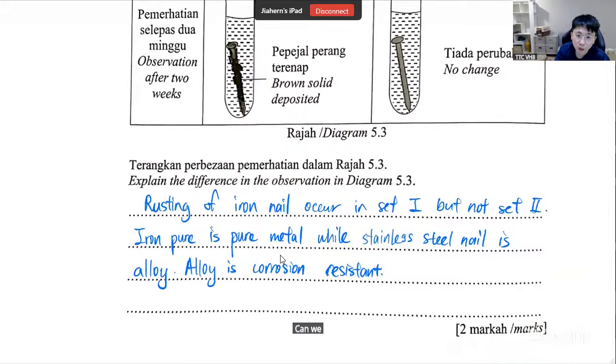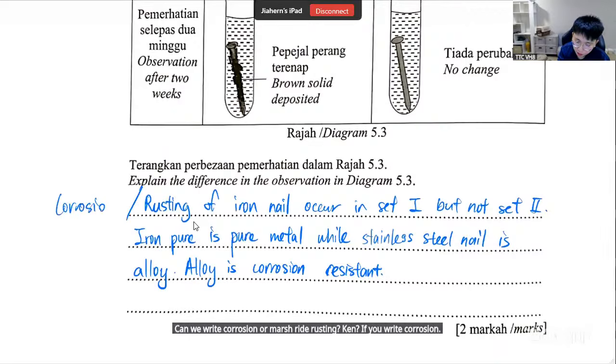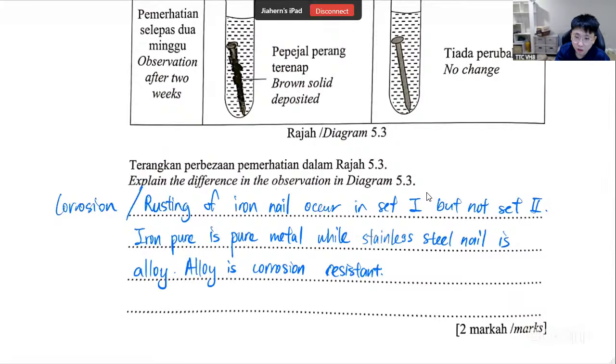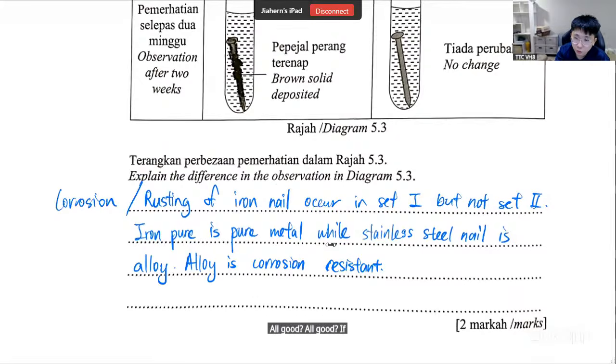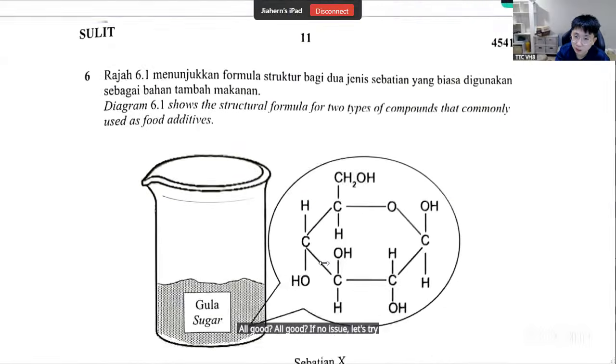Can we write corrosion or must write rusting? Can. If you write corrosion or rusting, both acceptable. All good. If no issue, let's try the next one, question number 6.